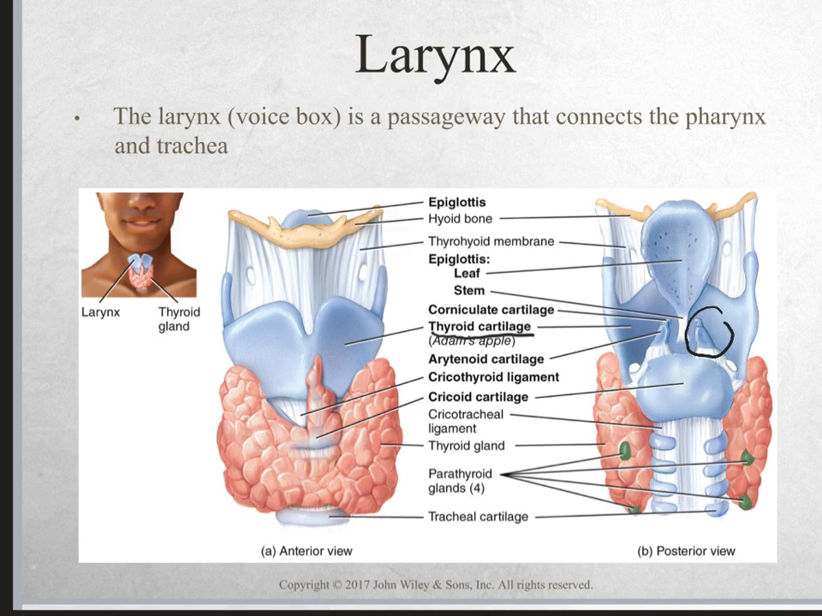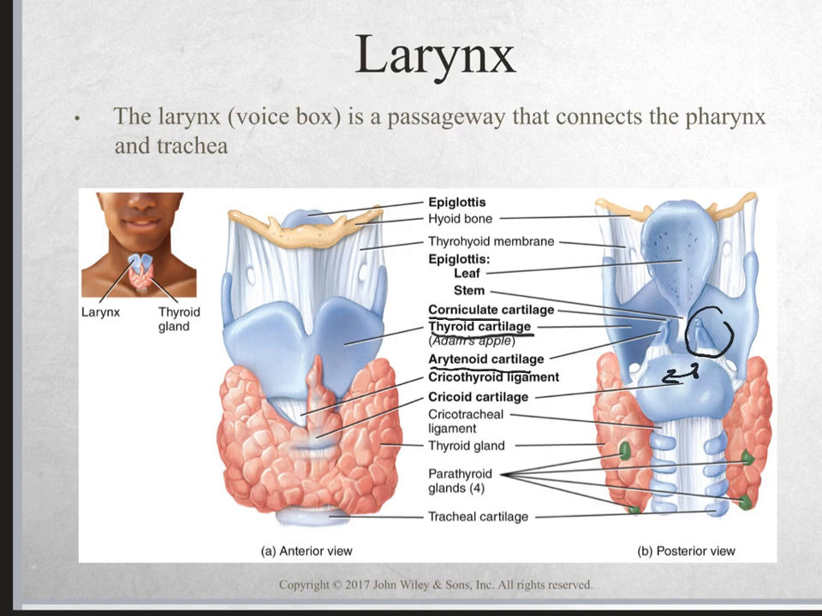This claw is composed of two cartilages, a corniculate and an arytenoid, and we're going to look at an internal aspect. We'll see that these two claws essentially wiggle back and forth. What they do is they move and vibrate those true vocal folds to help produce sound.